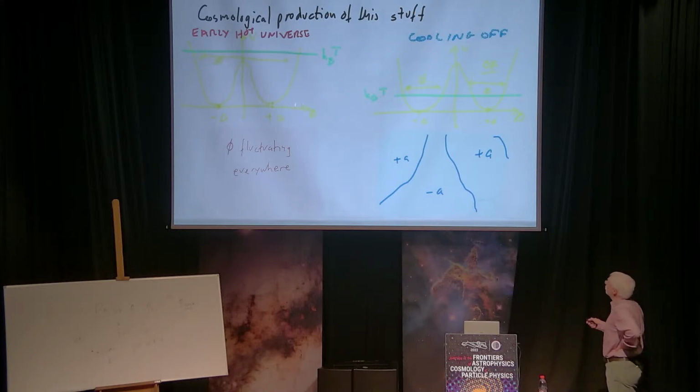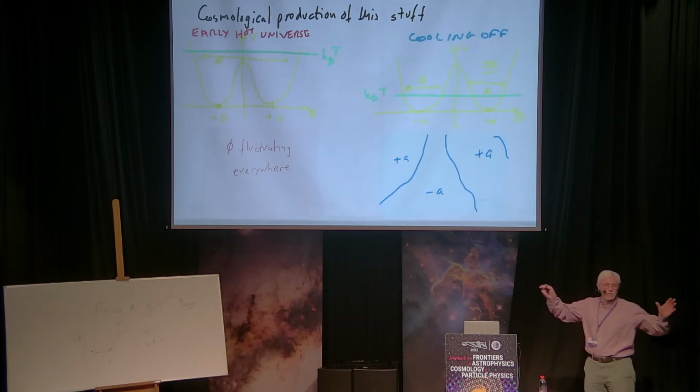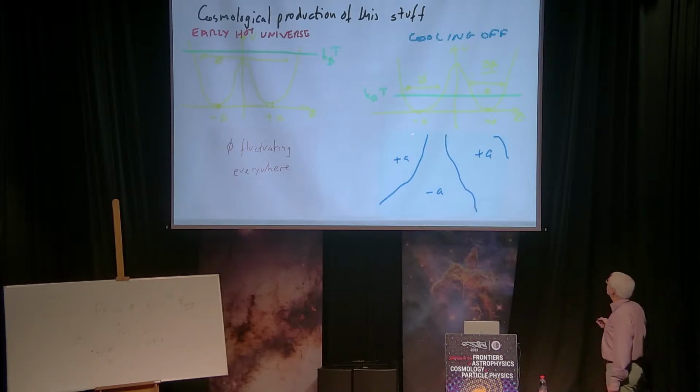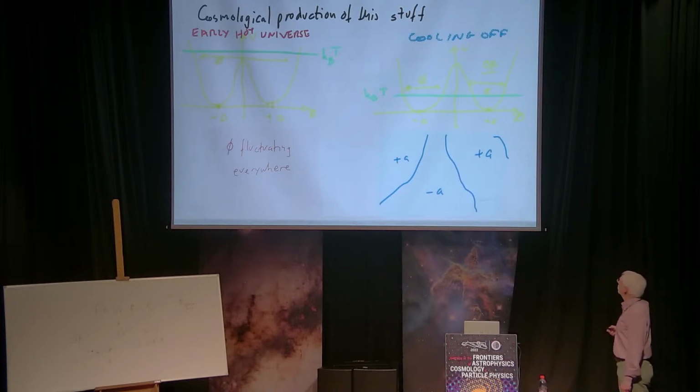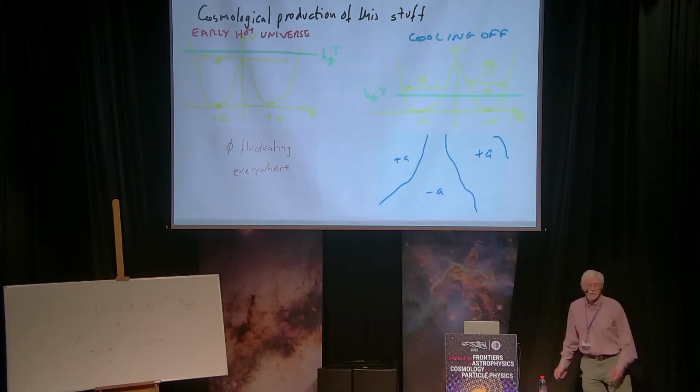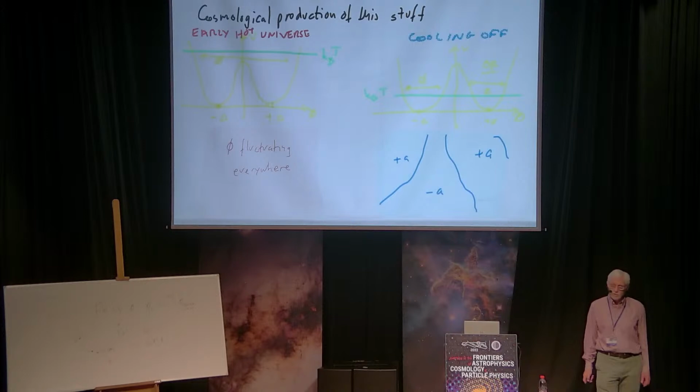When you cool off, the temperature comes down, and then you either choose to be in one side or the other. But you can take regions that are disconnected causally from each other, causally, not casually. And some will choose to be in some vacuum, some in others. You don't know that a priori, and they can't talk to each other, so they can't be in cahoots to always choose one. So as the universe cools down, you're going to end up with a situation like this. And that's how these things can be produced cosmologically.